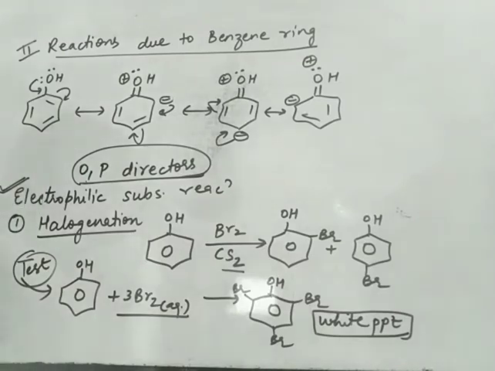Okay, so halogenation occurs in the presence of a solvent, carbon disulfide. But if I use bromine in excess, that is if I use bromine water, I get a white PPT of 2,4,6 tribromophenol. So this we can use as a test for phenol.